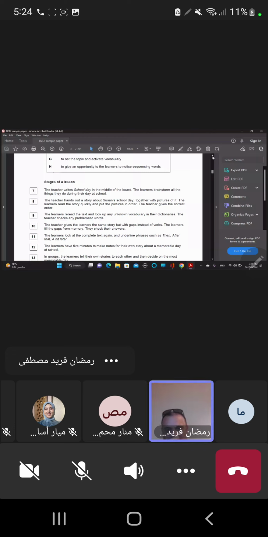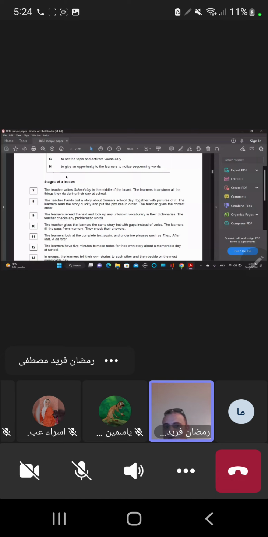The teacher gives the learners the same story but with gaps. He gives them the same story they just read for gist, with the verbs removed. And then he will ask them to write the verbs from memory. Okay. Pay attention, let's go back to the story.